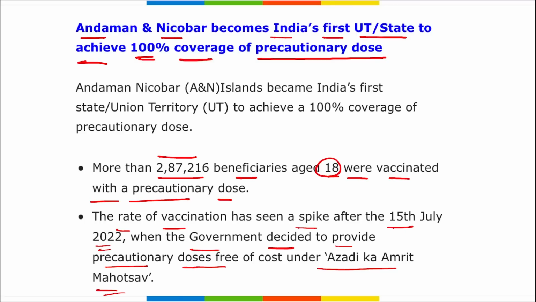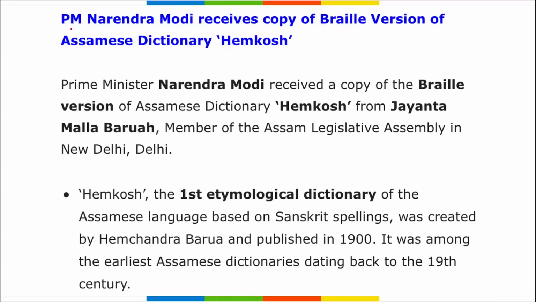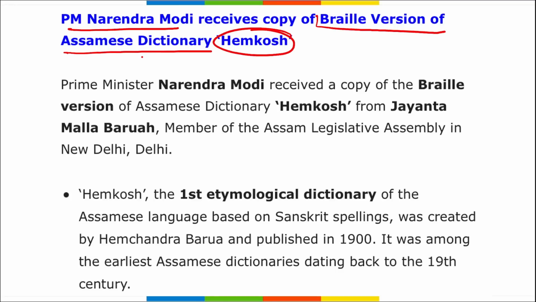Alright, moving on. Next, Prime Minister Narendra Modi has received a copy of the Braille version of the Assamese dictionary Hemkosh. I repeat, not directory, Assamese dictionary Hemkosh. So, a question can be asked: who recently received a copy of the Braille version of the Assamese dictionary Hemkosh? It was Prime Minister Narendra Modi. Another question can be asked: what is the name of the Braille version of the Assamese dictionary?